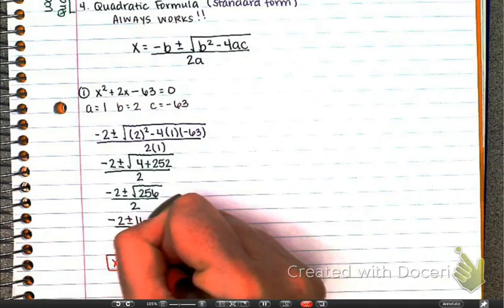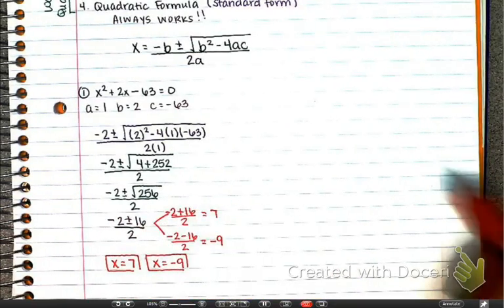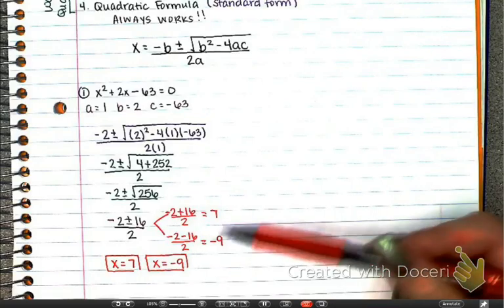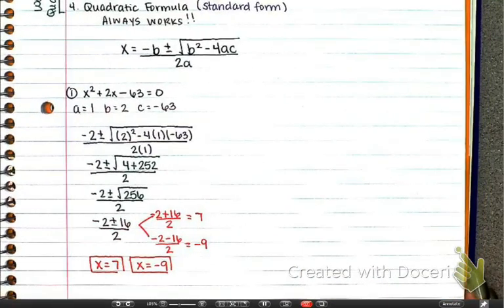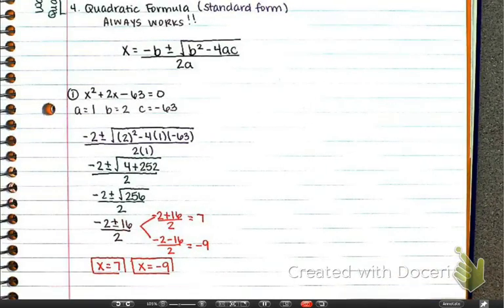So I told you at the beginning, quadratic formula always works, but it's a lot of work to do the quadratic formula. So sometimes factoring or taking square roots or completing the square might be quicker for you. The nice thing is if you don't know, quadratic formula is going to be your go-to.